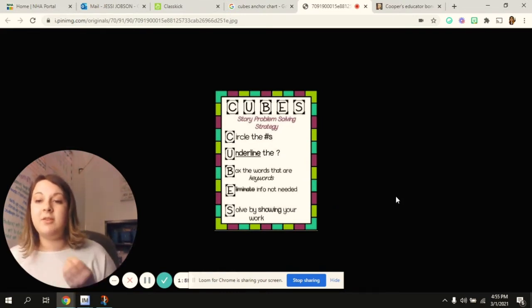The bones of this strategy are great. The problem is right here with the third step, box words that are key words. I teach fourth grade. Really, through third grade, keywords work really well. There are the same types of phrases and keywords that pop up that are always used to indicate what type of word problem is being given.